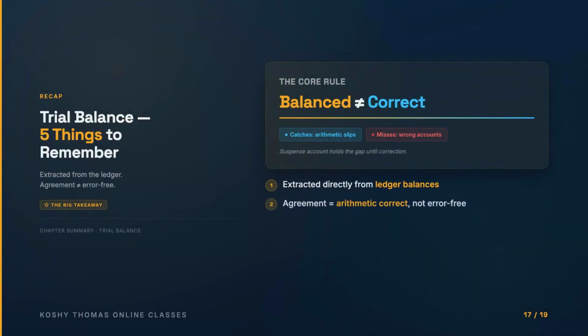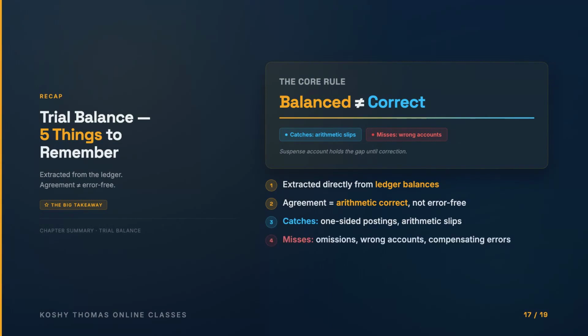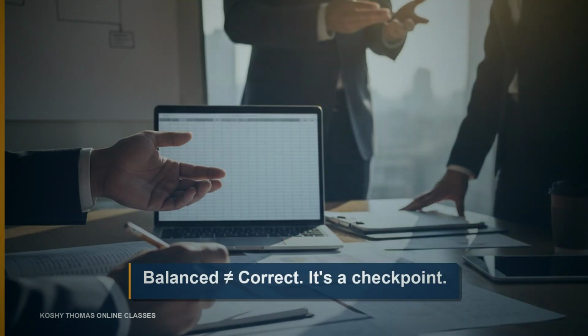Let's lock this in. The trial balance is extracted from ledger balances, one row per account, debits left, credits right. Agreement proves arithmetic accuracy only. It catches one-sided postings and arithmetic errors. But it misses omissions, wrong accounts, principal errors, and compensating mistakes. When it fails, halve the difference and hunt. Use a suspense account to park the gap temporarily. One rule to remember, balance does not mean correct.